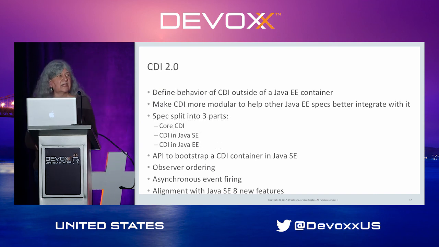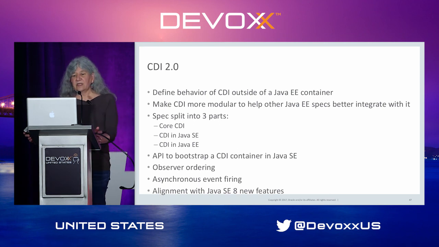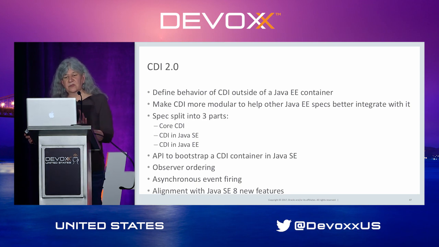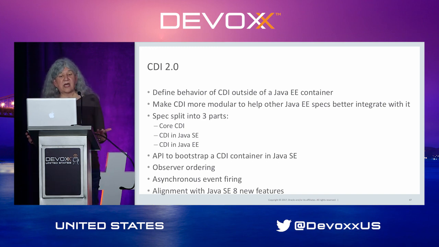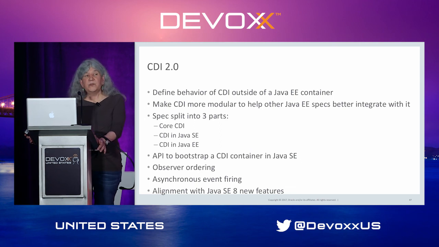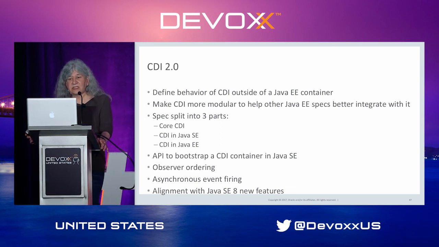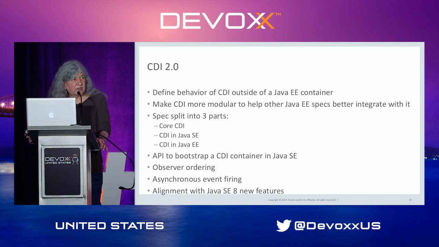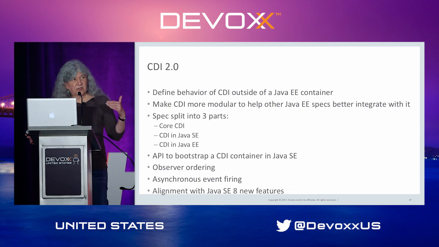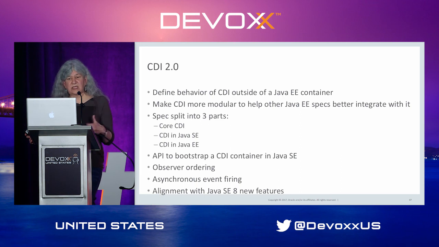CDI is one of the key technologies in the platform for ease of development. The goal of CDI 2.0 is focused mainly around support for defining how CDI behaves outside of a Java EE container. That is, how you can use CDI in Java SE environments. So one of the key features here was an API to allow you to bootstrap a CDI container in Java SE. The spec was split into 3 logical parts, not 3 documents, but the spec distinguishes among core CDI, that is, those features that are common in both SE and EE environments, and then those that are specific to each.